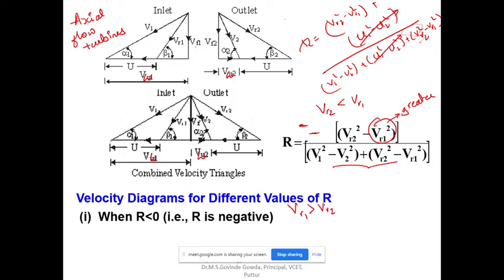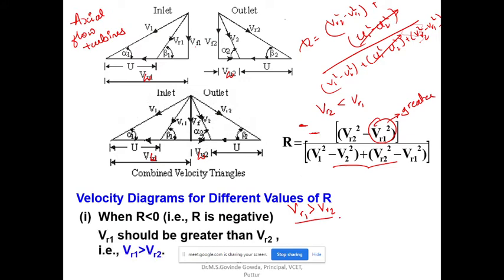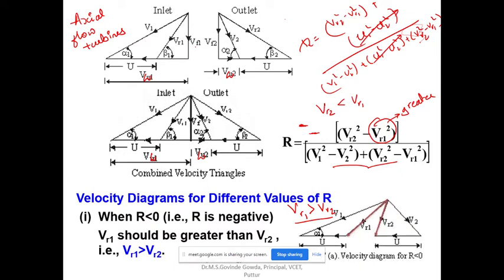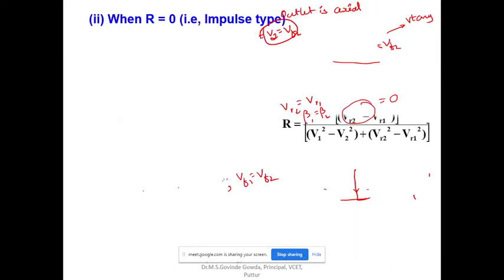This is the condition. You just write it as the first condition: VR1 is greater than VR2. Have you written the condition here for R to be negative? Okay, so R should be negative. The condition is VR1 should be greater than VR2. Done? Okay, next condition.